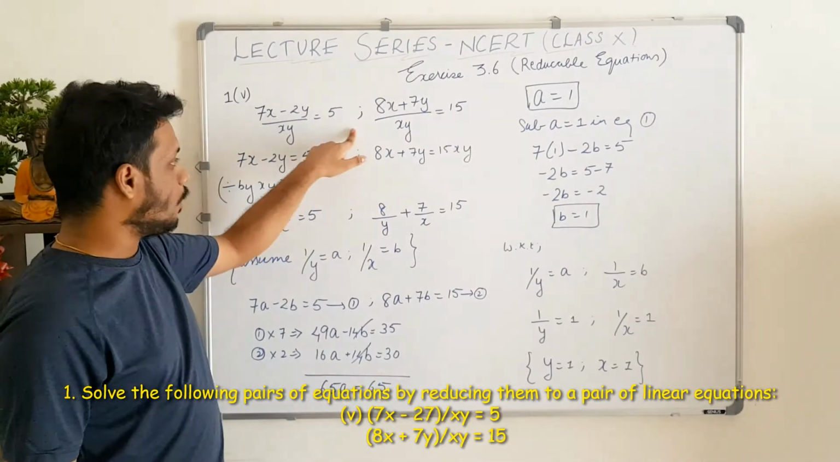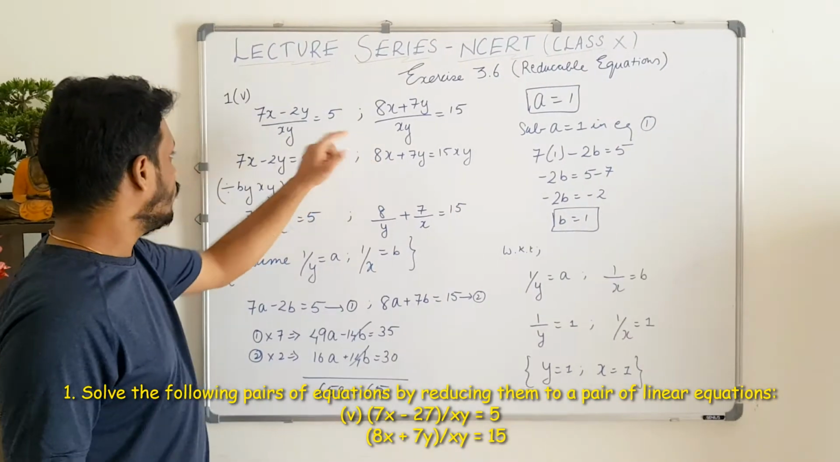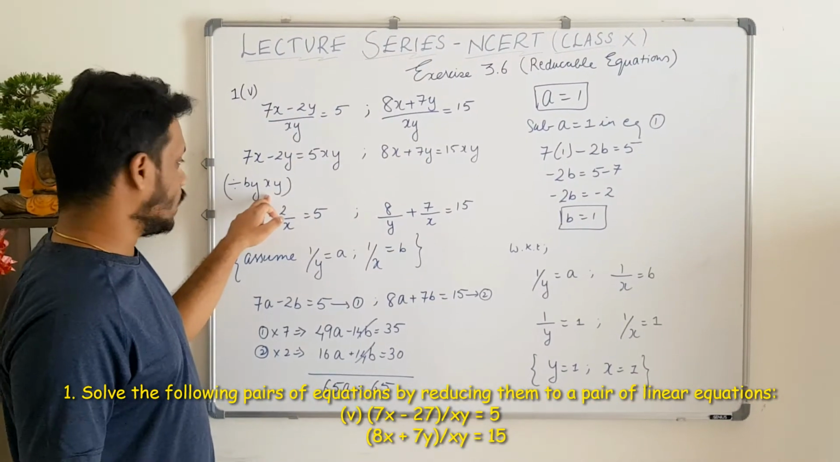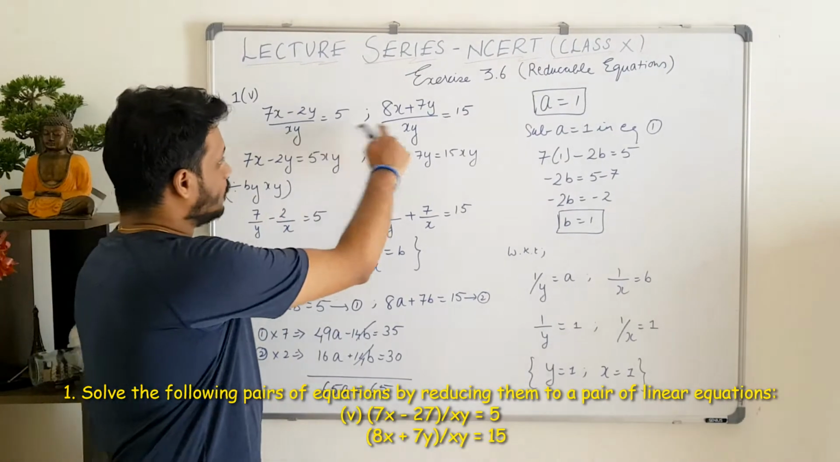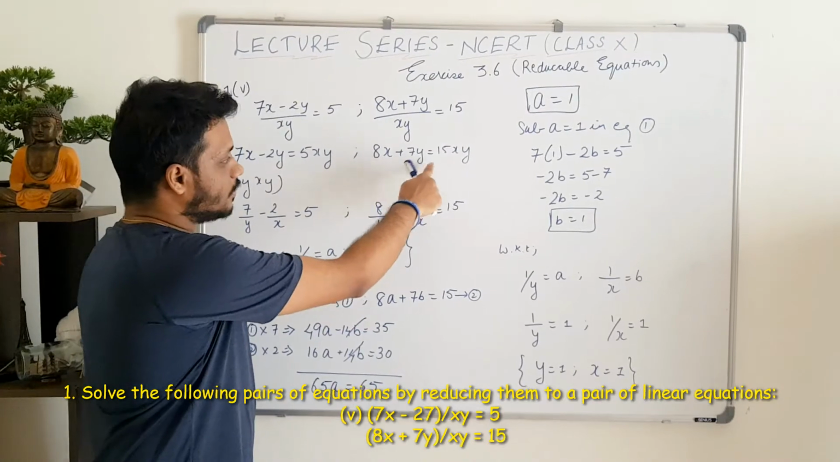So this is not in the proper equation form, so we are trying to regularize it. So what we do is, we divide the entire equation by xy. So when I do that, first I cross multiply. So this becomes 7x minus 2y equal to 5xy. This becomes 8x plus 7y equal to 15xy.